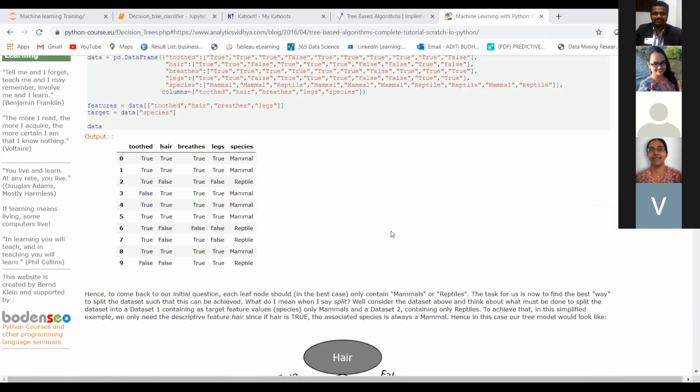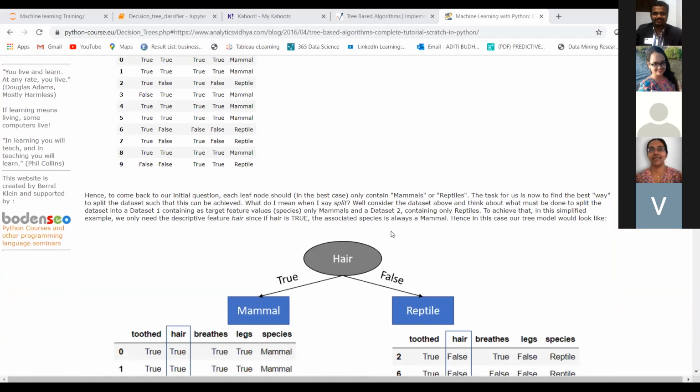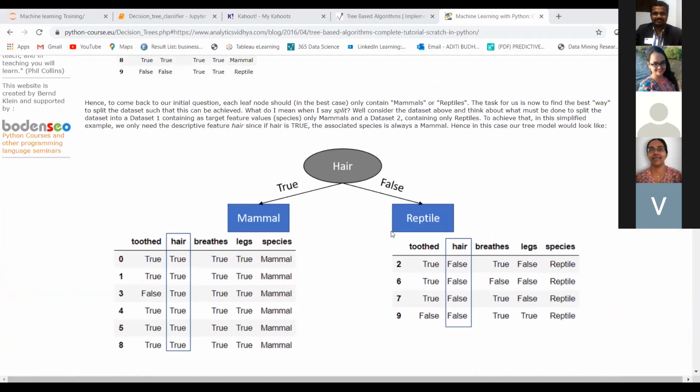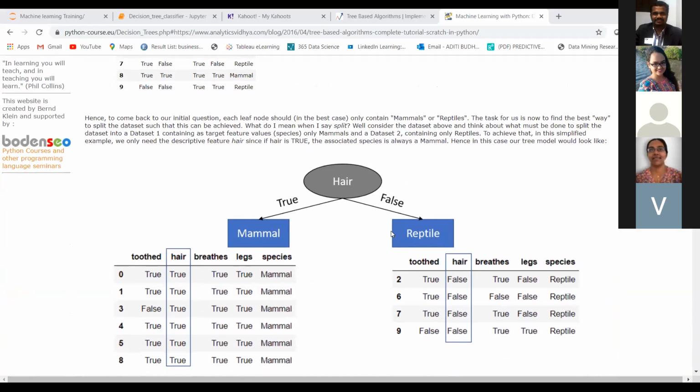I hope my screen is visible. Now, this is a very nice blog that I had come across, and I thought that I should explain this concept of entropy from this particular blog itself. Okay, so now the next concept of splitting, which we can use, is that of entropy or information gain.